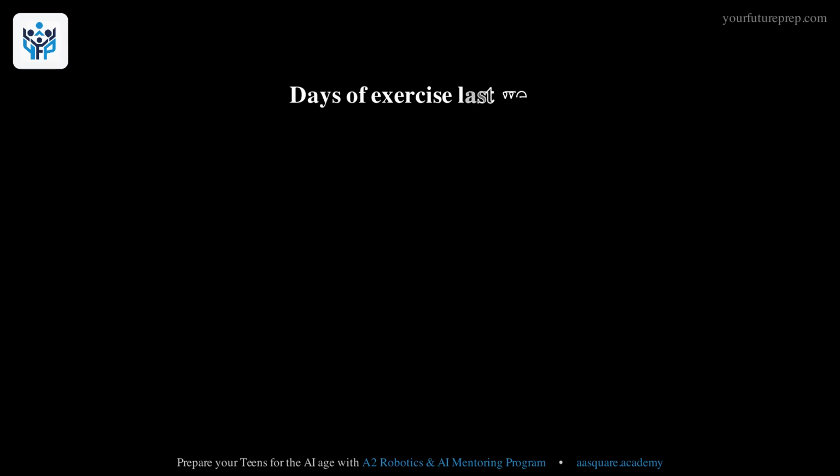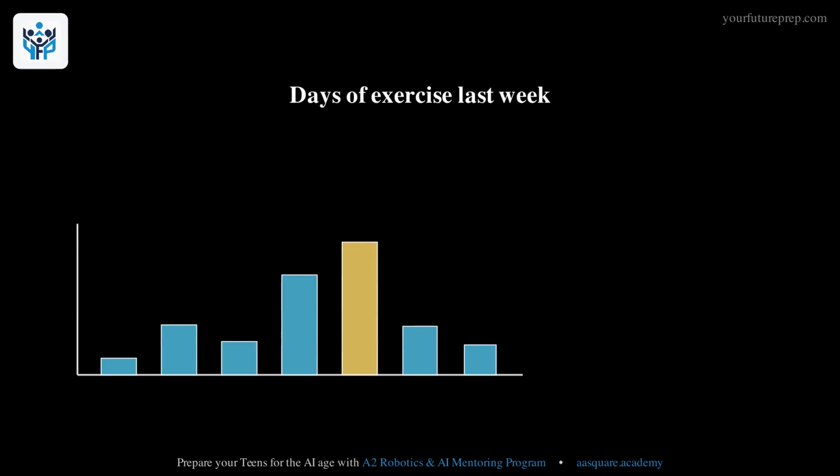Let's picture the data as a bar graph. Along the bottom is the number of days. From 1 to 7, the height of each bar is how many students reported that many days. 1, 3, 2, 6, 8, 3, and 2.